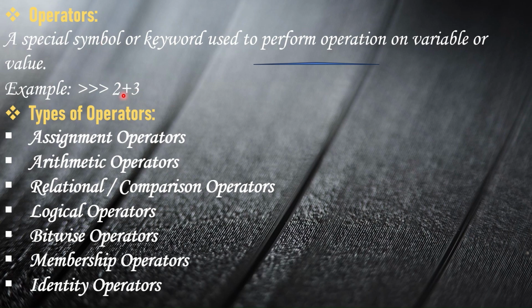Okay. So we mainly have 7 types of operators in Python. Those operators include assignment operators, arithmetic operators, relational or comparison operators, logical operators, bitwise operators, membership operators, and finally identity operators. Now let's see each one of the operators in detail.